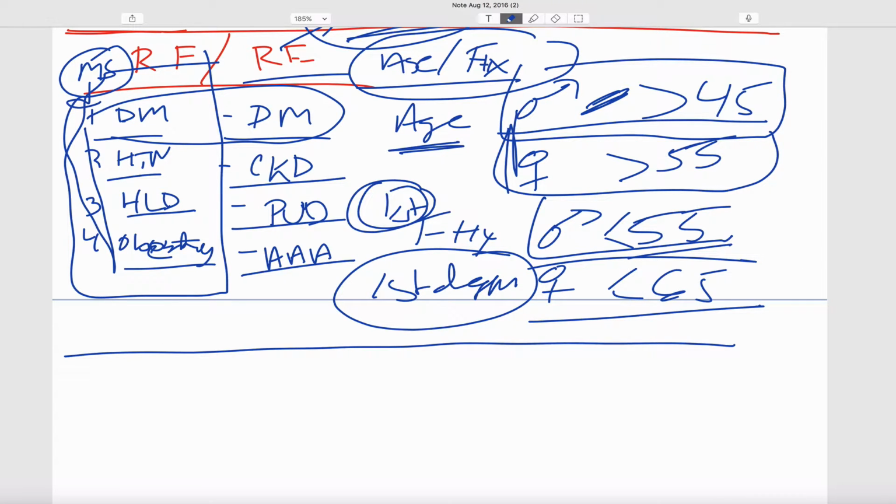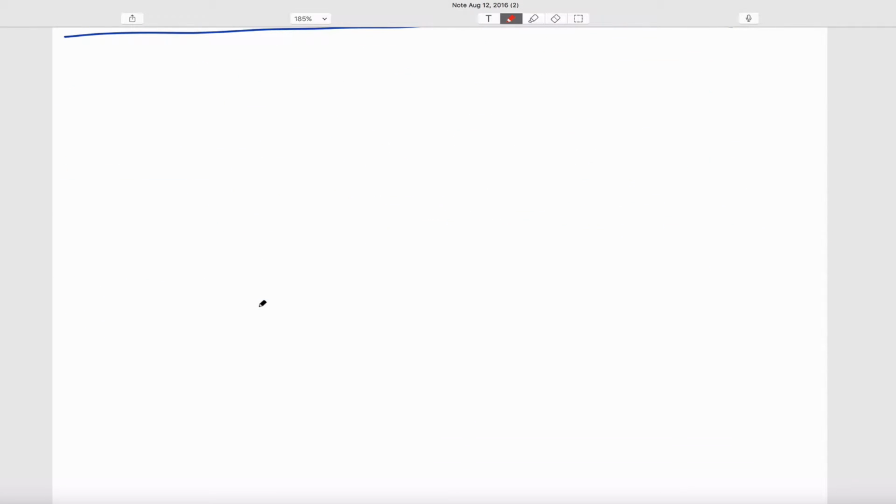So now that we've talked about what it is, what it isn't, and risk factors, we want to think about what we want to do about it. So what do we want to do? And what do you want to do first? If you had to pick one thing to do first, what would you want to do?